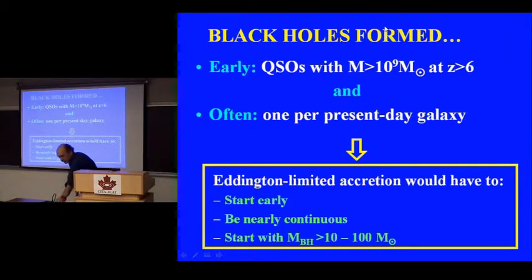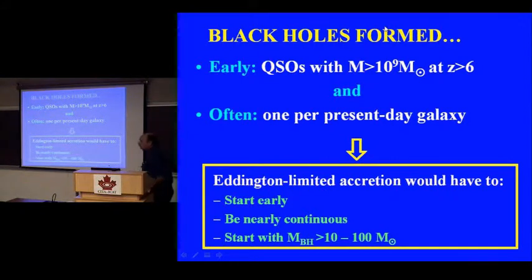I think I'm going to switch to the physical pointer. We see quasars with black holes as massive as 10^9 solar masses or more, already at a redshift of 6, which means about 1 billion years after the Big Bang. And so black holes had to form early and often.